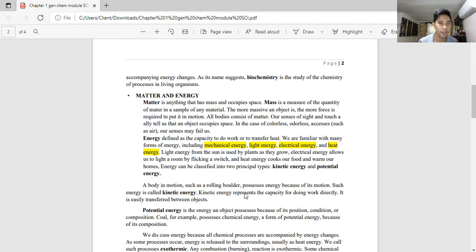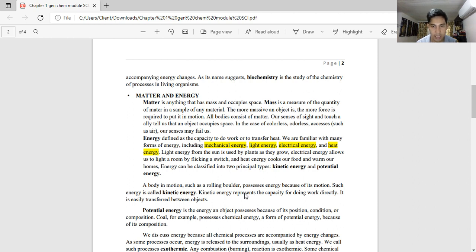Then for your energy naman, class, energy is defined as the capacity to do work or to transfer heat. We are familiar with many forms of energy, including mechanical energy, light, electrical, and also heat energy. So let us break it down. Light energy from the sun is used by the plants as they grow. Anong process nila? Isang sa elementary pa ni Guru sa inyo, it is what you call photosynthesis. Yung ginagawa sa ating mga plants to make energy para sa ila, para makakuha sila ng ATP.